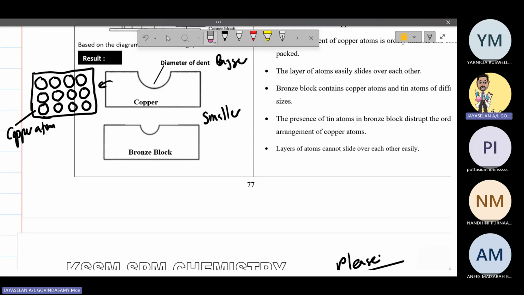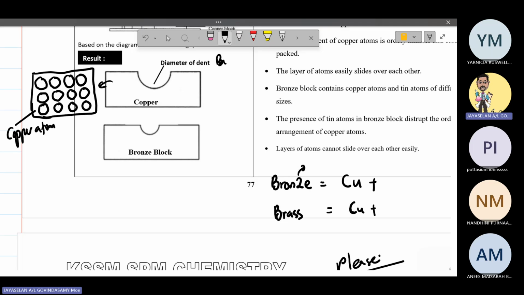Okay, now I go for bronze. Bronze is made up of what? Please memorize this. Mana-mana tuliskan dekat buku kamu. Bronze and brass. Tuliskan. Bronze made up of copper. Made up of copper, plus.